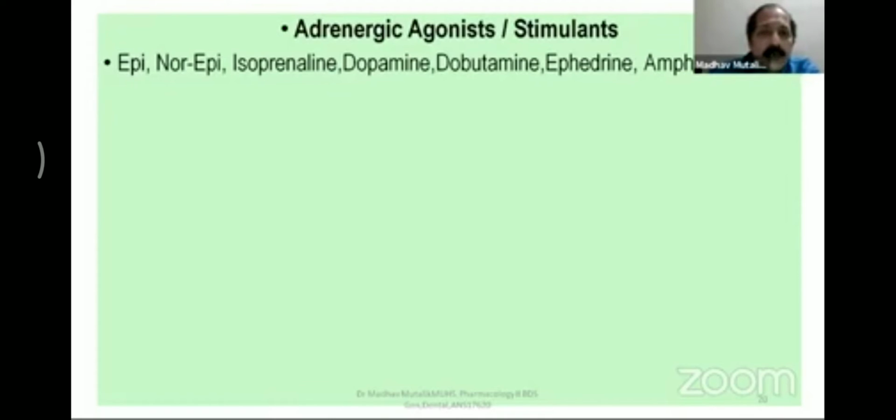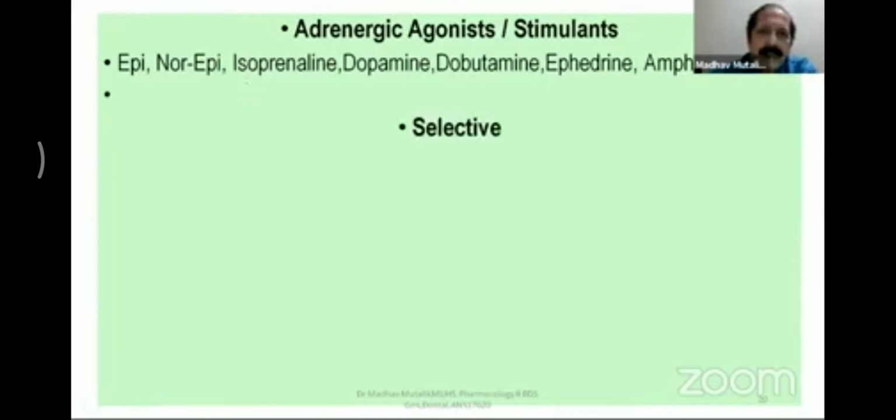First, the adrenergic agonist. Agonist means stimulants. And you know the catecholamines and non-catecholamines, epinephrine or adrenaline and norepinephrine or noradrenaline, isoprenaline, dopamine, dobutamine, and the non-catecholamines, ephedrine and amphetamine. You have been spoken a lot about these drugs throughout your entire year.